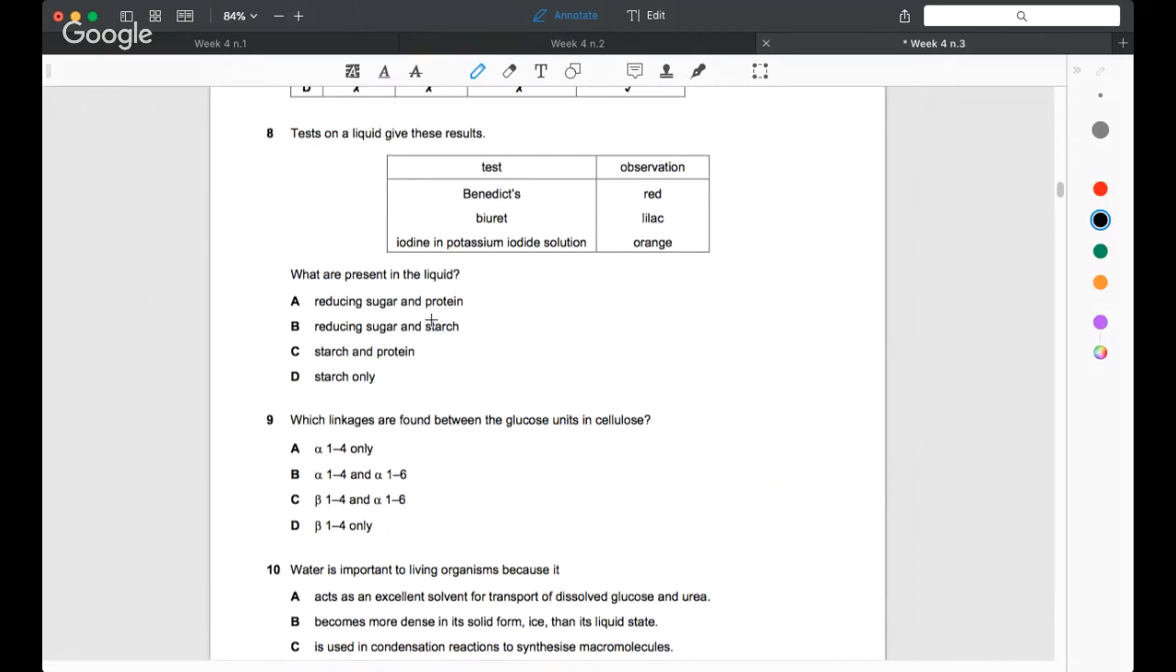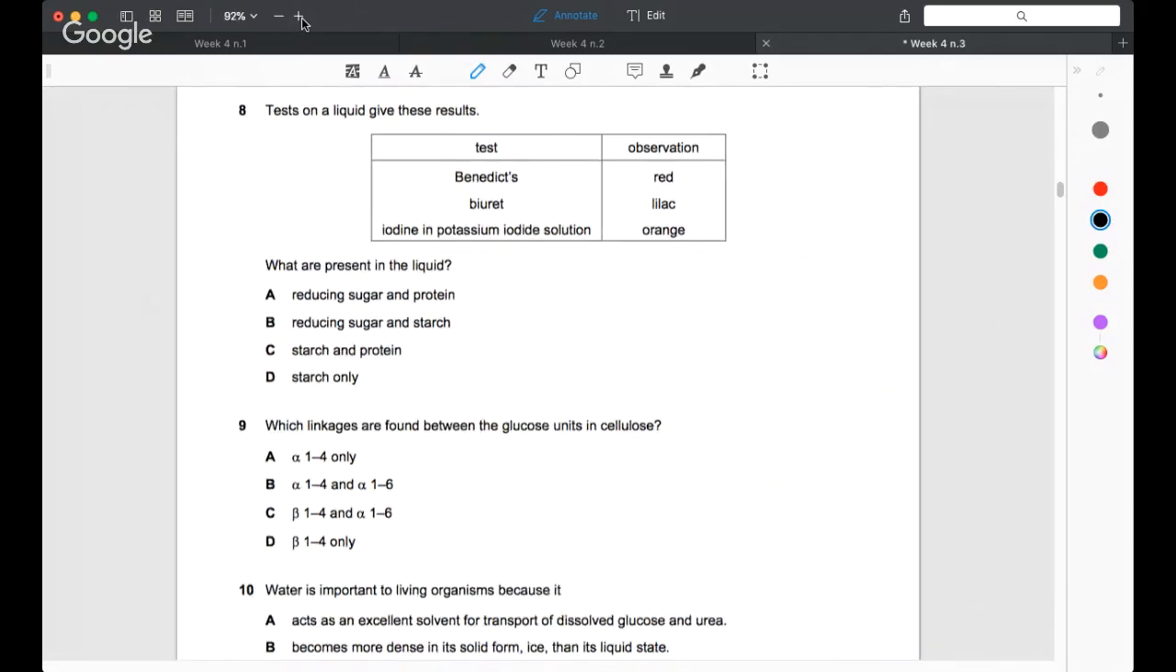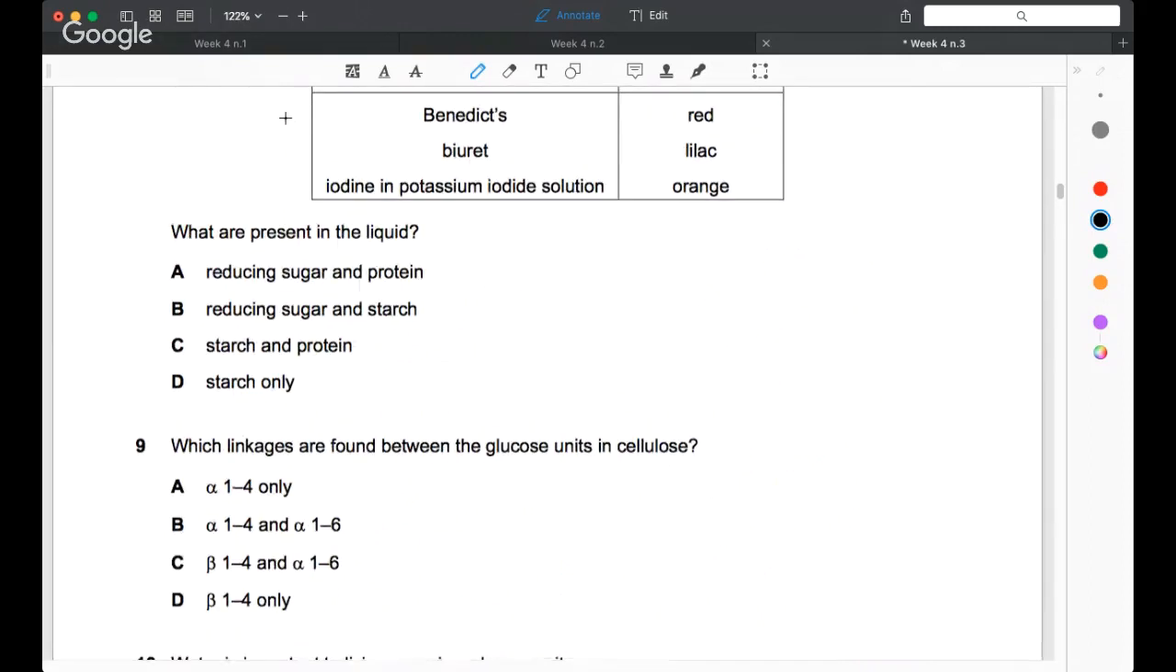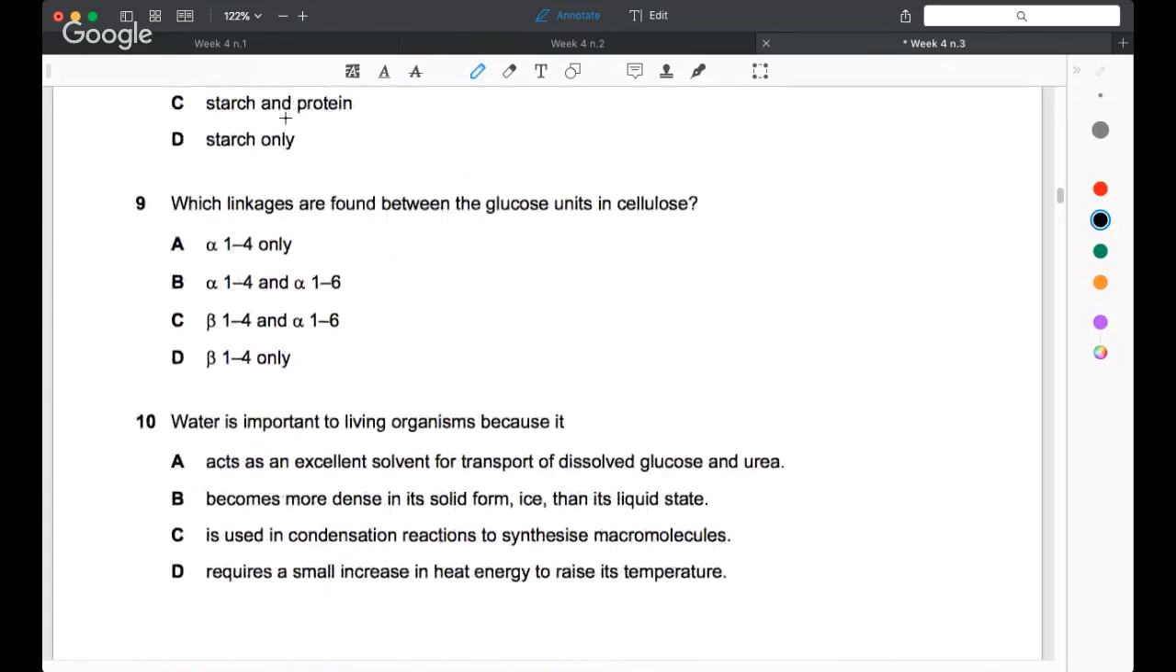A. Okay, so just quickly give me what the results for these tests mean. So Benedict's solution can be used to test for reducing sugars, biuret for proteins, and iodine solution is for starch. Yeah. D.